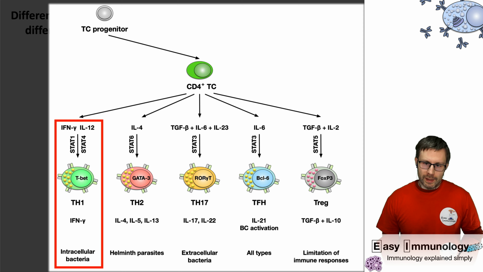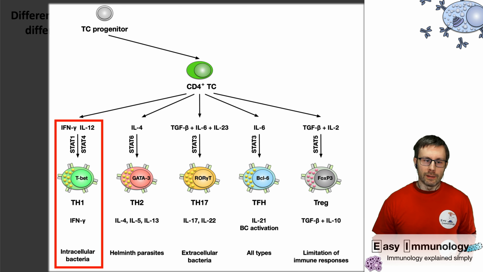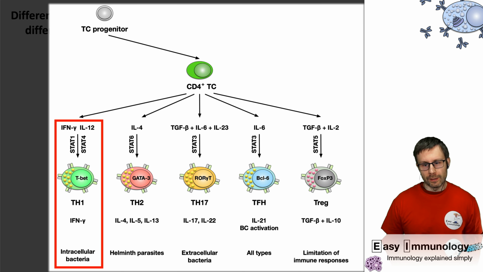So if cells activate this TBET, this then in turn activates many different genes in this T cell, and this T cell then turns into a so-called Th1 cell, which in turn produces a lot of interferon gamma. And this interferon gamma tells the immune system that there are intracellular bacteria that need to be fought, and this is how they then fight these bacteria, by activating all these other cells.